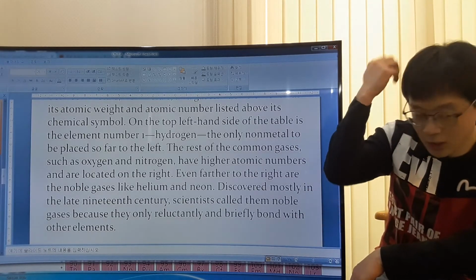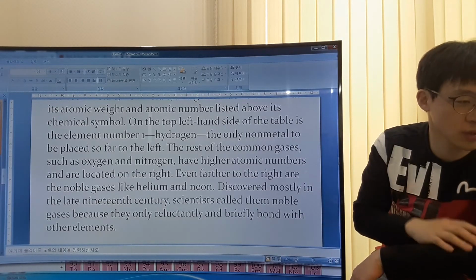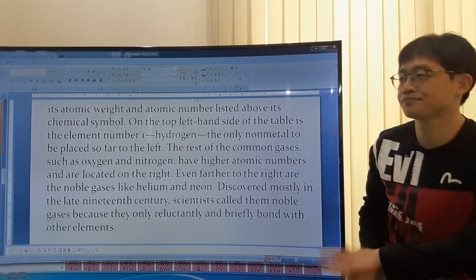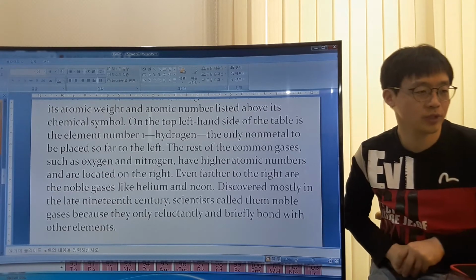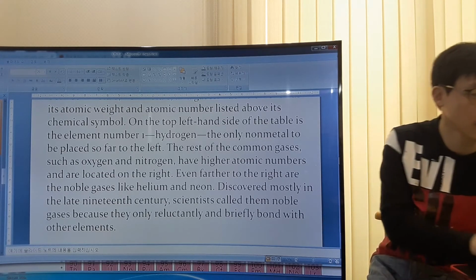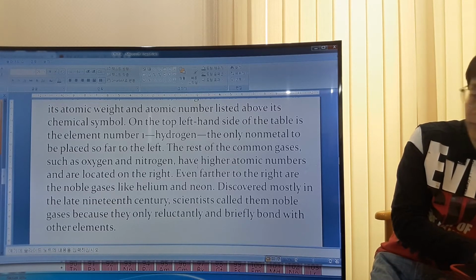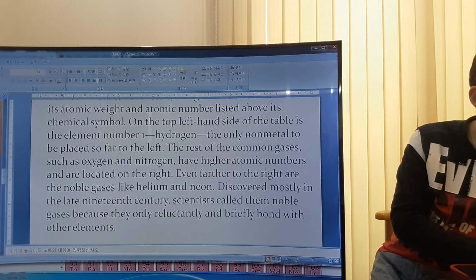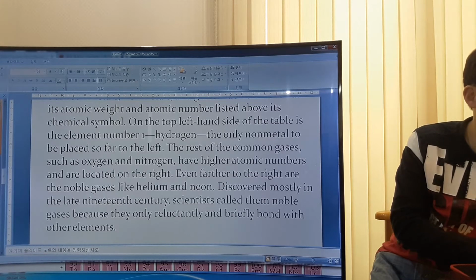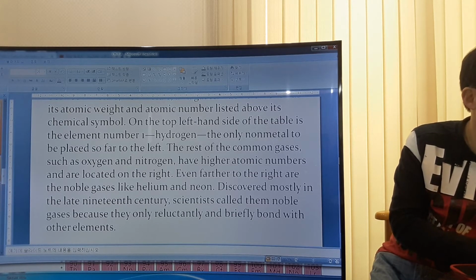Reluctantly means what? Unwillingly, all right? Briefly means shortly. Bond means to stick to that or join to that, okay? So, if you go to the more right, there's going to be helium and neon. These are gases too.